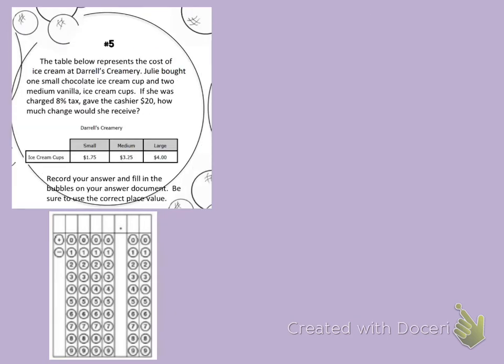Okay, number 5. The table below represents the cost of ice cream at Daryl's Creamery. Julie bought one small chocolate, and I actually just put on my paper a 1 right there. And you notice according to the table, it doesn't matter whether it's chocolate or strawberry, it's just a small, right? And 2 medium. So 2 medium. Okay, if she was charged 8% tax, gave the cashier $20, how much change? So we're looking for change. Okay, well, we got to find total cost first, right?